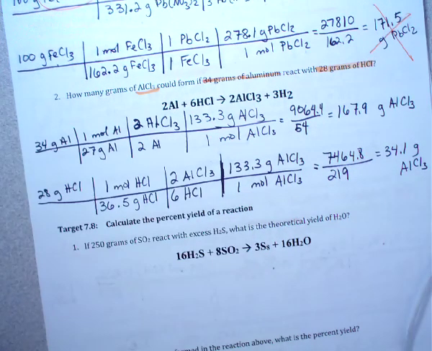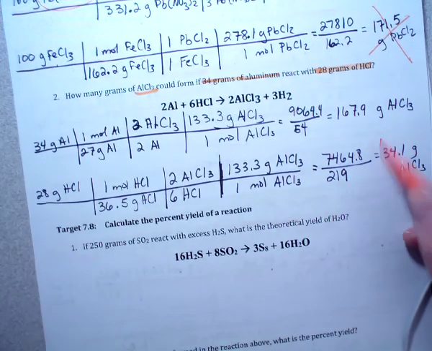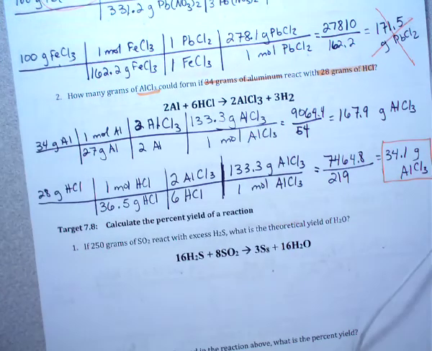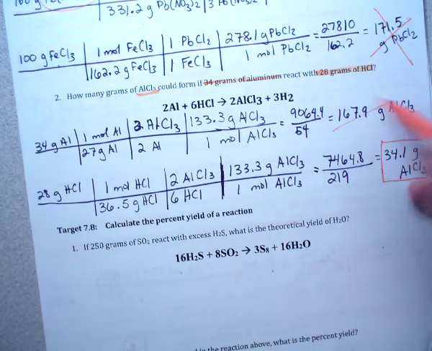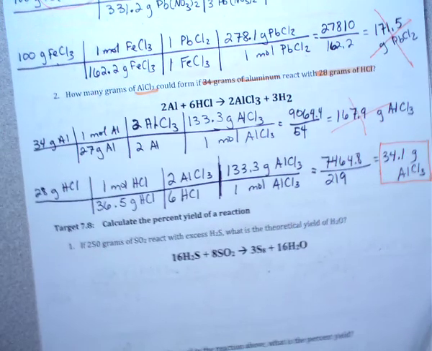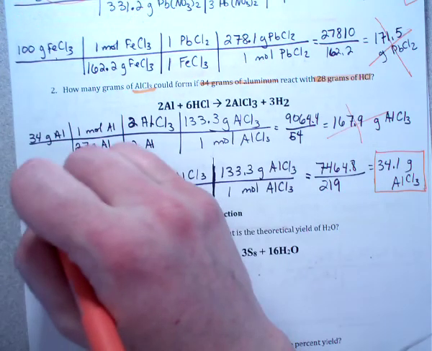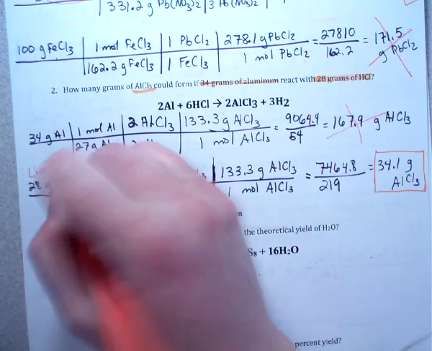So, to answer the question, well, how many grams of aluminum chloride could form? I could only make 34.1 grams of aluminum chloride. I don't have enough to make 167 grams, which means that the HCl is my limiting reactant because that is what runs out first.